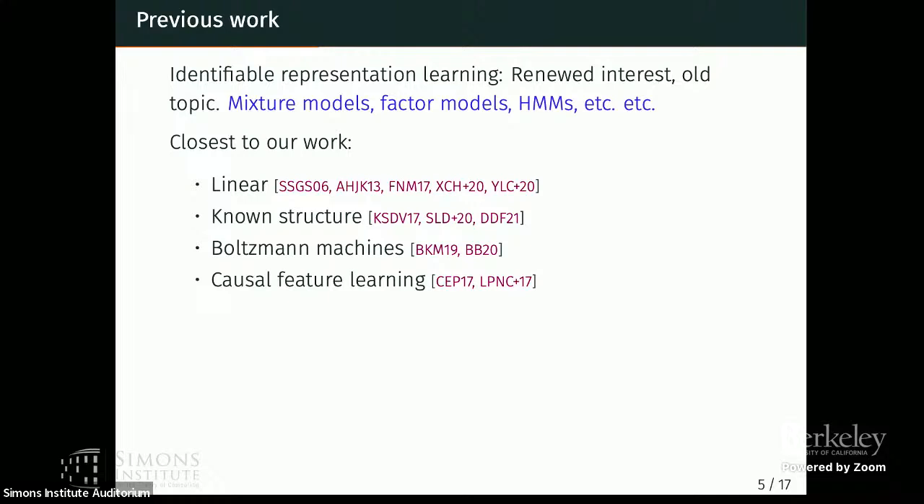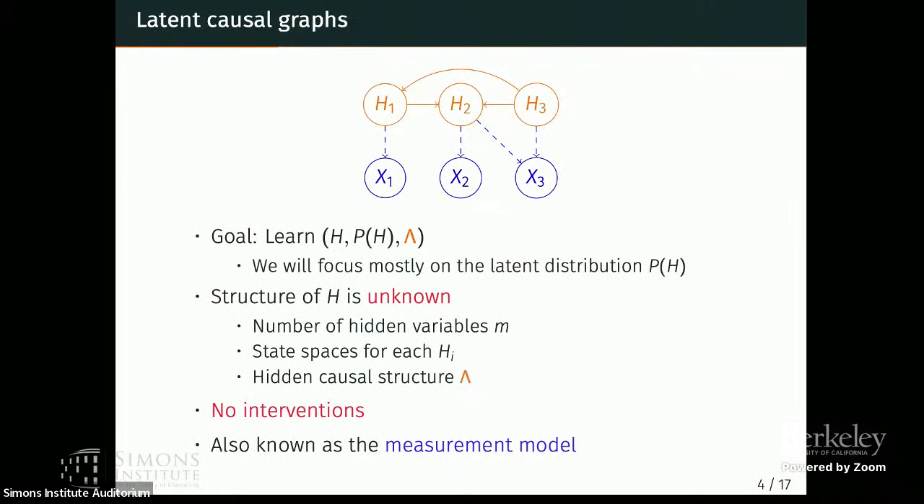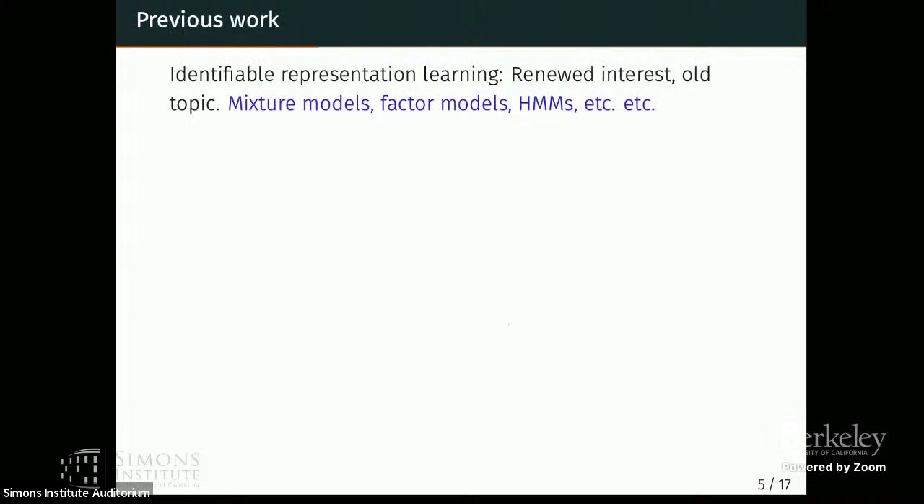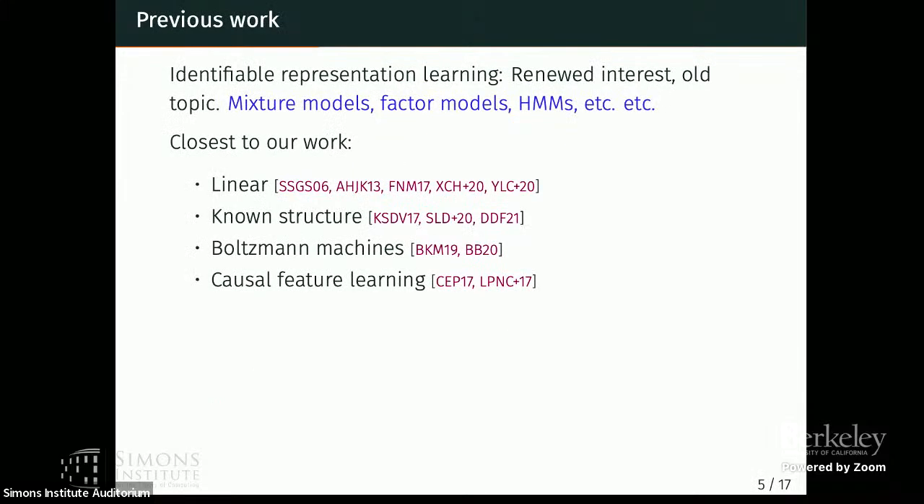There's also recently been a bunch of work in the deep generative modeling literature on known structure. The idea here is that if I go back to this slide, you assume that you know the structure of this graph, and the goal is to learn some type of deep generative model, some non-parametric model that respects the graphical structure here. So there's been some work there. Ankur talked about Boltzmann machines previously in this workshop, so that's also very closely related. And of course, in the previous workshop, Frederick talked about causal feature learning, which is inspired by very similar questions to what I'm focusing on here.